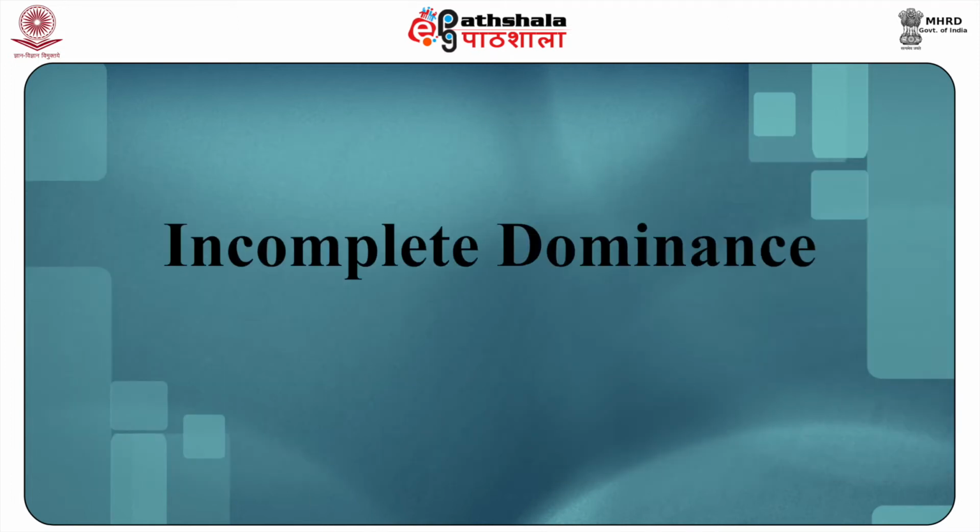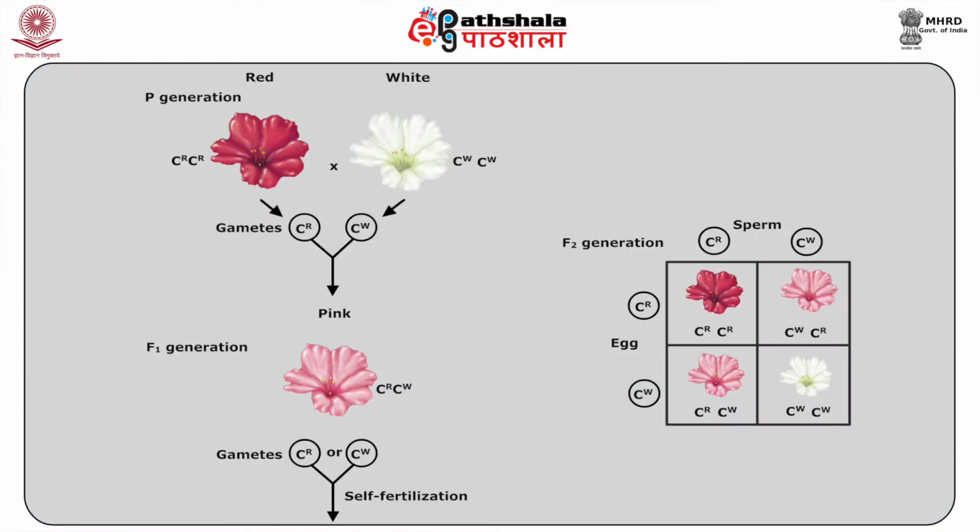Incomplete dominance. Incomplete dominance is an intermediate mode of inheritance where one allele for a specific trait is not completely dominant over the other. As a result of this incomplete interaction, a combined phenotype is produced. In cross-pollination experiments between pure breeding red and white snapdragon or Mirabilis jalapa plants, the resulting offspring were pink. The dominant allele that produces the red color does not completely dominate over the recessive allele, which is responsible for the production of white color.